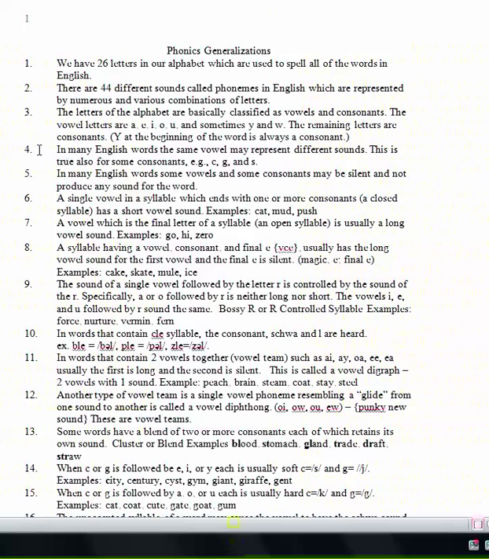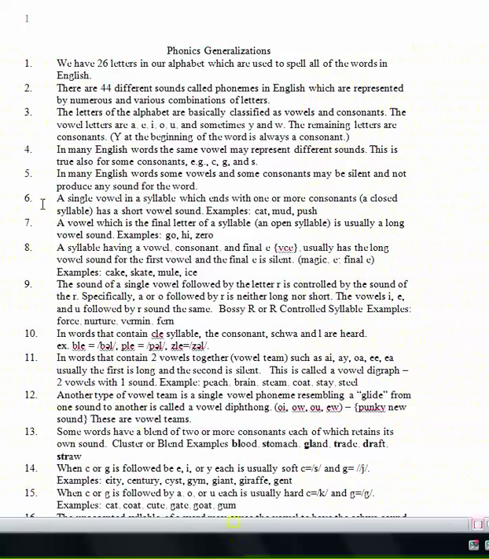Number 4. In many English words, the same vowel represents different sounds. This is also true for some of our consonants. C can make the k sound, or C can make the s sound. G often makes the g sound, and sometimes makes the j sound. S can make the s sound, or it can borrow the z sound. Number 5. In many English words, some vowels and some consonants may be silent and may not make any sound.